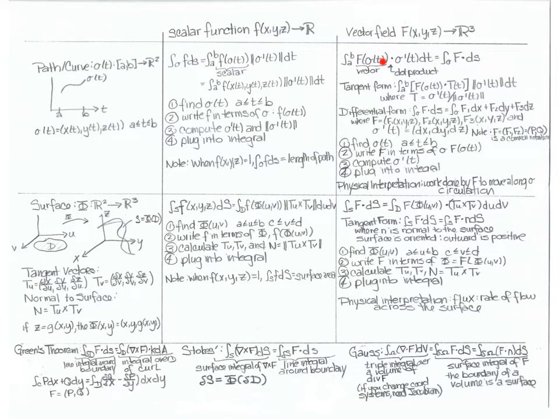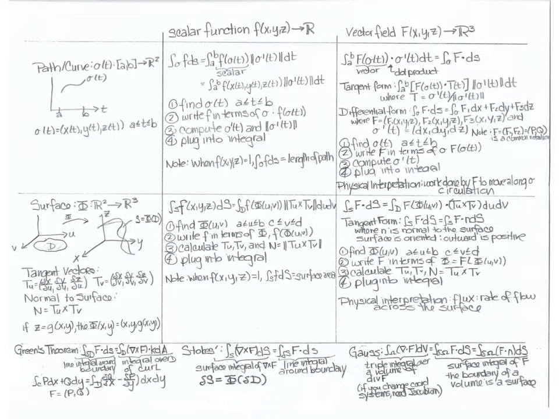Again, this formula tells us how to do our path integral, but I do have it written down in 4 steps, which actually are very similar. If you look at the scalar function, actually all 4 of these have the same essential 4 steps. So the first thing you want to do is find your parameterization of your path, including the limits for t going from A to B. The second thing you do is you compose your vector field F with sigma. In other words, write F in terms of your path. So F composed with sigma of t.